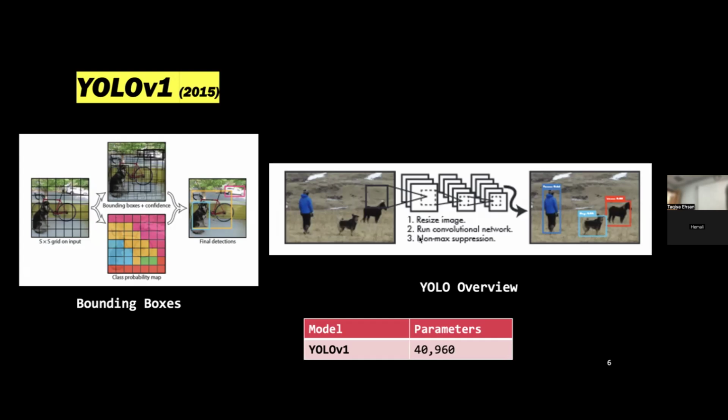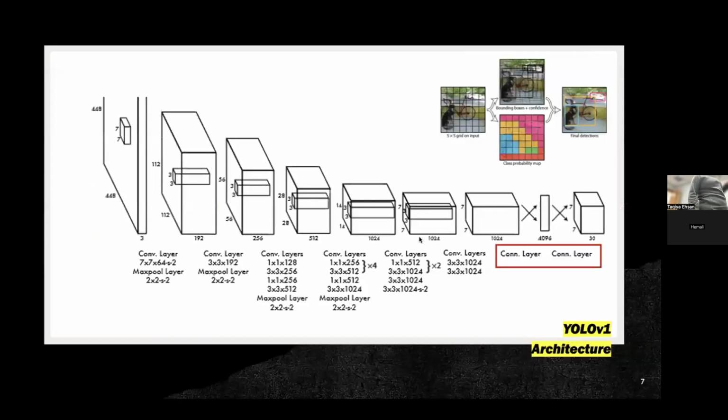The first version of YOLO had only about 41,000 parameters. I want you to remember that number because you're going to see why. This is the architecture of the first version. It's very simple. If I show you the architecture of version 8, you'll see how it's developed. The picture is not here, so you're not going to see it. But if you ever Google it, it's so much better, and there are so many more parts now. But this is the simple architecture.